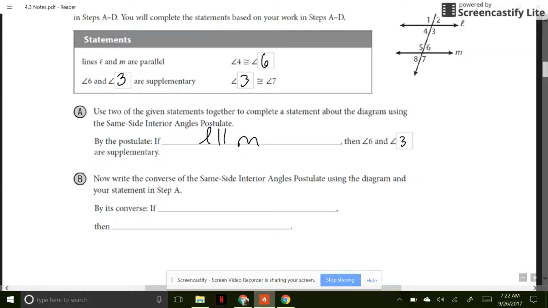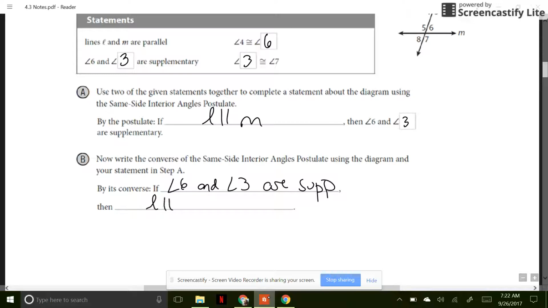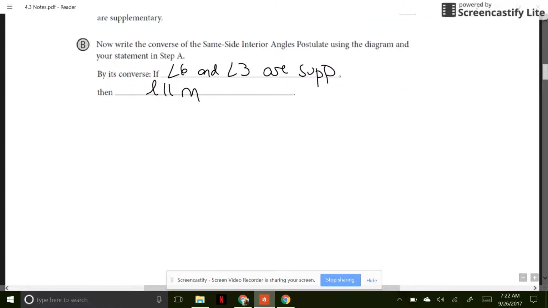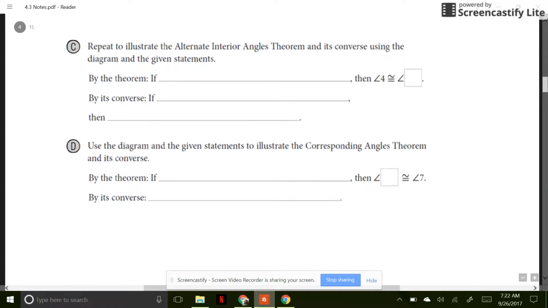So if we take the converse of that, we're going to switch the order. So instead, we're going to say if angle 6 and angle 3 are supplementary, then line L is parallel to line M. We're going to do the same thing here. So this time we're using the alternate interior angles theorem.